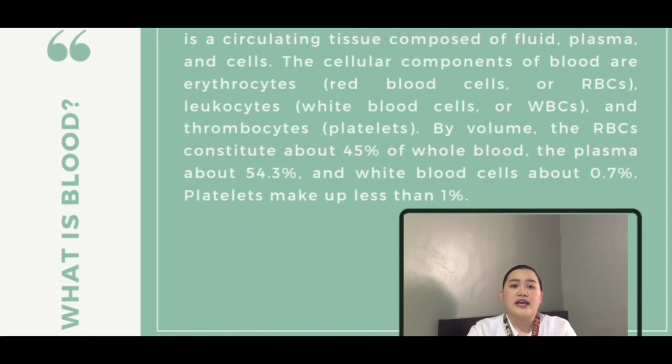Blood is a circulating tissue composed of fluid plasma and cells. The cellular components of blood are erythrocytes, the red blood cells or RBCs; leukocytes, the white blood cells or WBCs; and thrombocytes, or the platelets. By volume, the RBCs constitute about 45% of the whole blood, the plasma is about 54.3%, the white blood cells about 0.7%, and the platelets make up less than 1%.